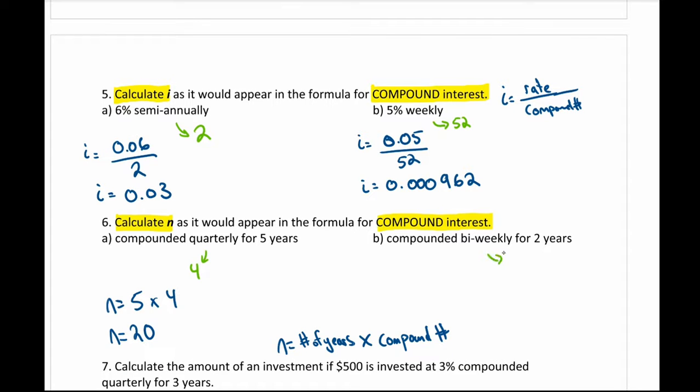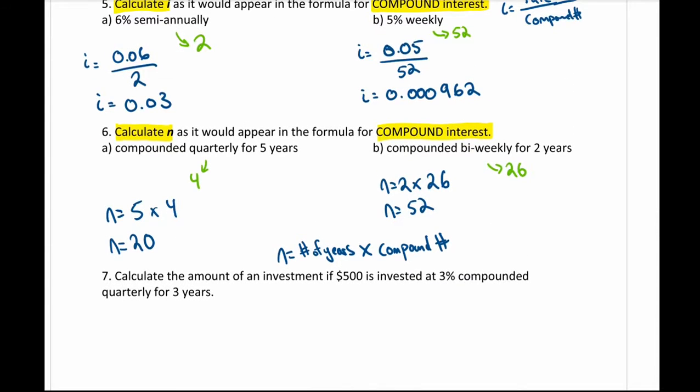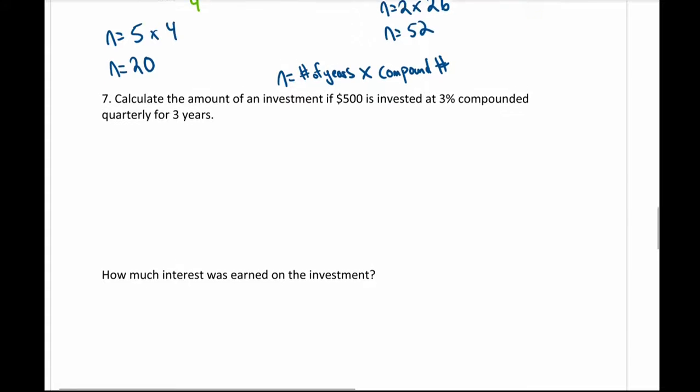For B, it's biweekly, which means 26 times a year. So N equals 2 times 26, N equals 52. So what we just did in questions 5 and 6 are the two small calculations that you would have to do prior to using your compound interest formula. And we'll start to see that as we go into those questions.